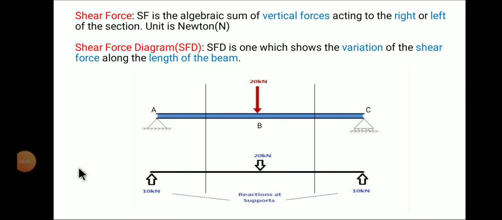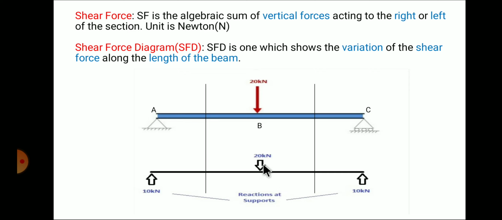Good morning, friends. In today's lecture, I'm going to define shear force and bending moment by using a simply supported beam. For a beam, if you provide two supports, then it is called a simply supported beam. In this, I have calculated the reaction at supports A and C. It is 10 kilonewton on both sides.